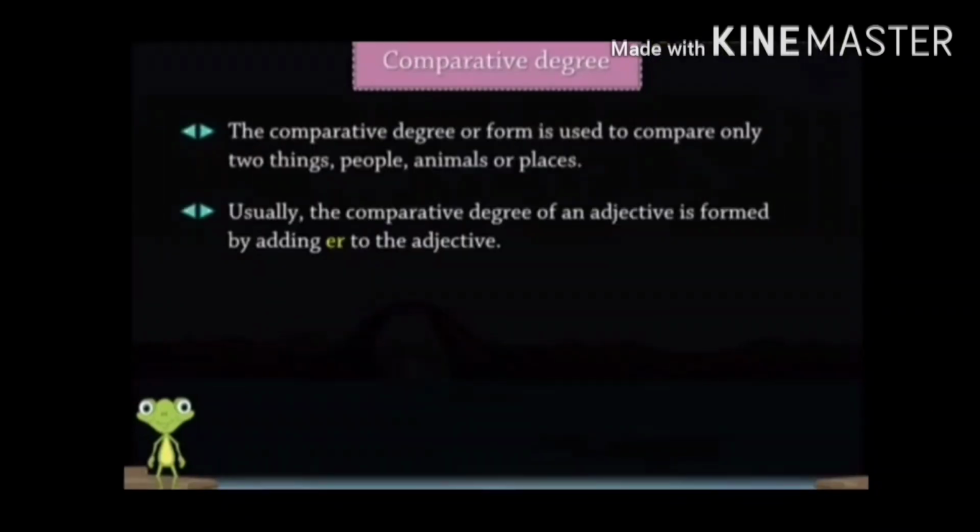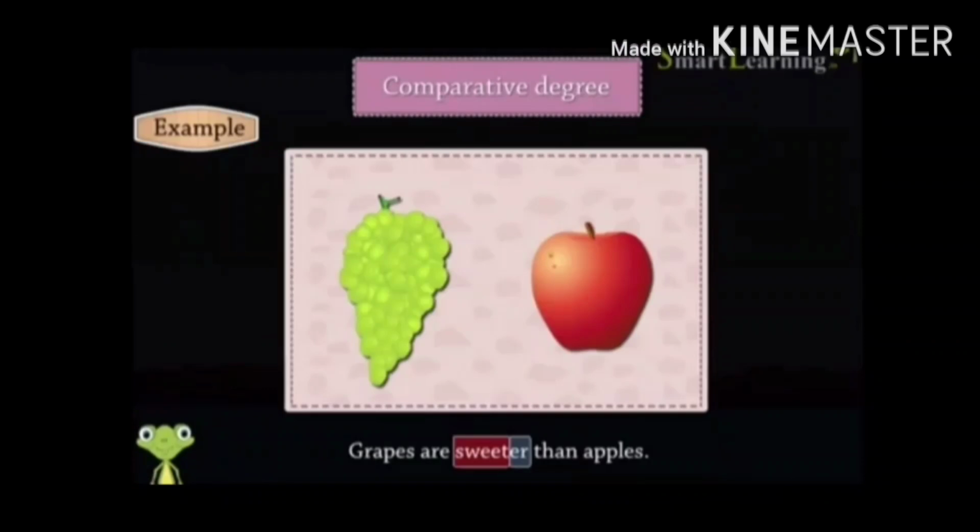Now, let's see what is a comparative degree. The comparative degree or form is used to compare only 2 things: people, animal, or places. That means to compare 2 nouns. Usually, the comparative degree of an adjective is formed by adding suffix er to the adjective. Here is an example of comparative degree. In a comparative degree, we compare 2 nouns. It can be names of fruits, vegetable, places, things. But we compare only 2 nouns.